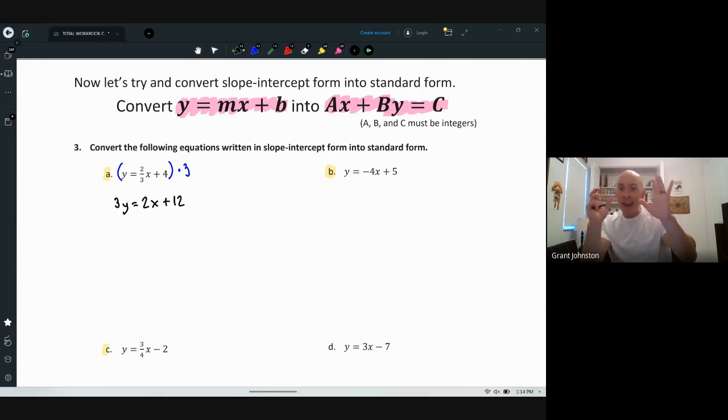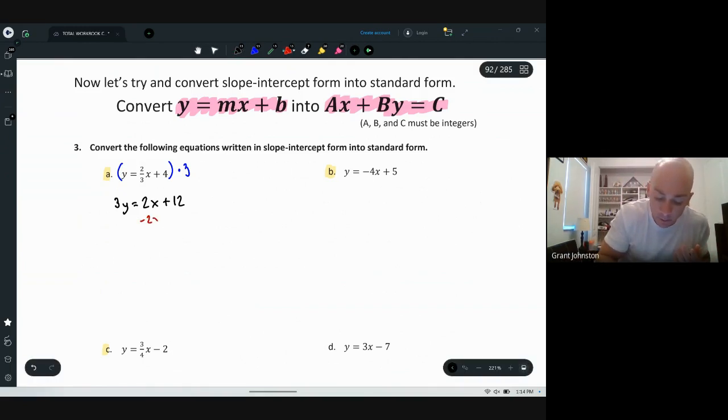because I'm just trying to get in the ax plus by equals c. So all I need to do now is move that 2x over to the left by the y. So I just need to subtract 2x from both sides. And maybe I'll show it. Get that out of here. Subtract 2x. So now I have a negative 2x plus 3y equals 12.